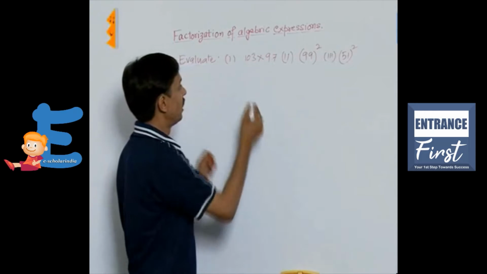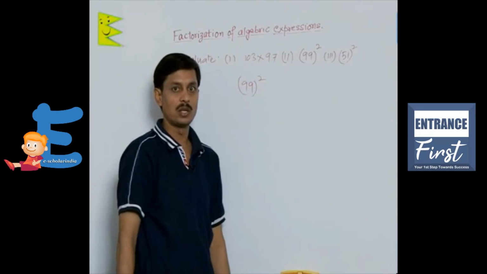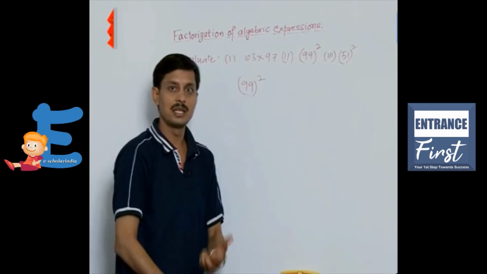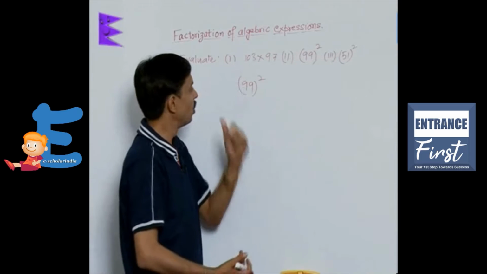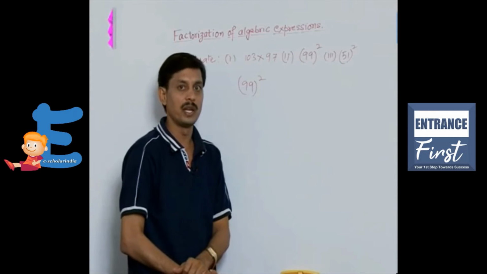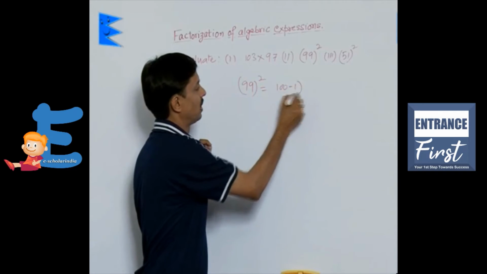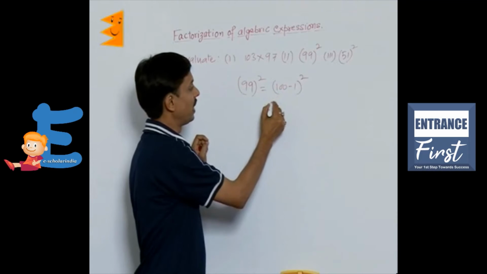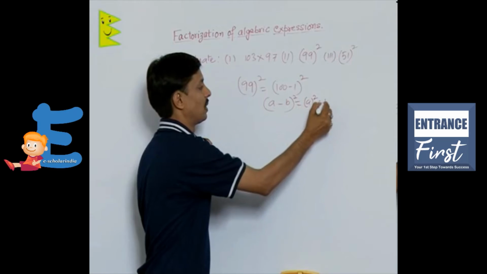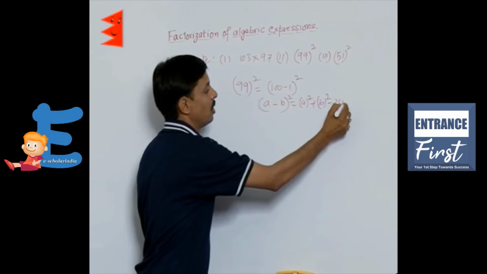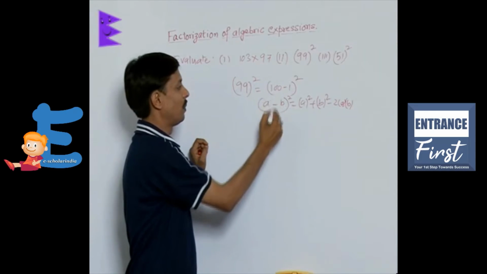The second one is 99 whole square. One method is 99 into 99, which even a student of class 5 or 4 who knows multiplying two-digit numbers can do. But here in class 9, you can say it is (100 − 1)². So you can apply the identity (a − b)² = a² + b² − 2ab.